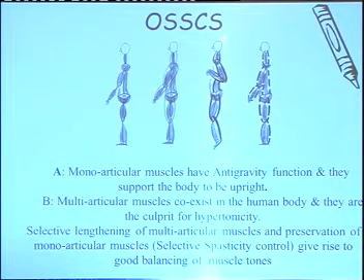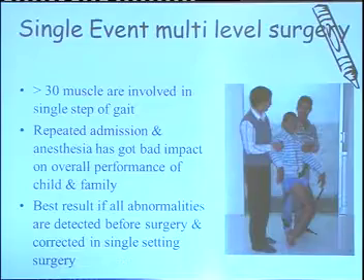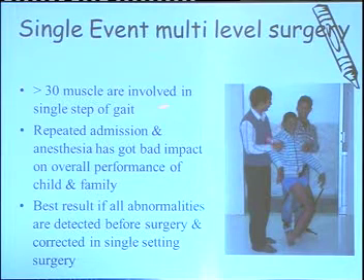This is the meaning of this short form. It gives rise to good balancing of muscle tones. Now, single event, multiple level surgery. More than 30 muscles are involved in a single step of gait. All of you know it. Repeated admission and anesthesia have a bad impact on the overall performance of the child, and are financially more burdening on the patient's attendants. The best results are if all abnormalities are detected before surgery.